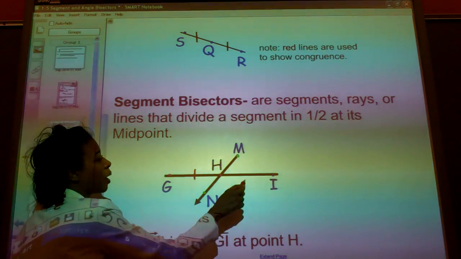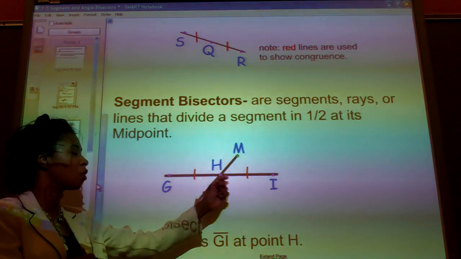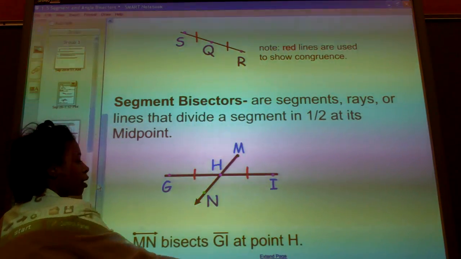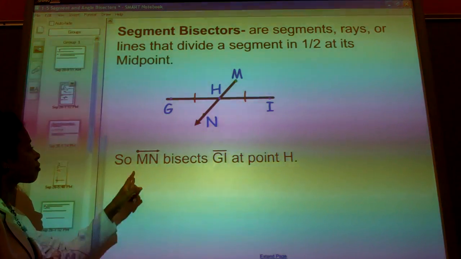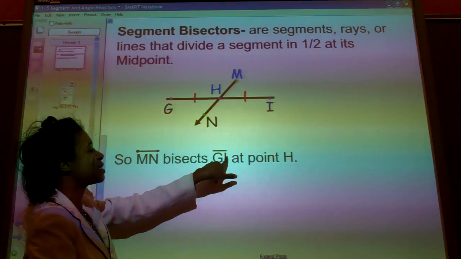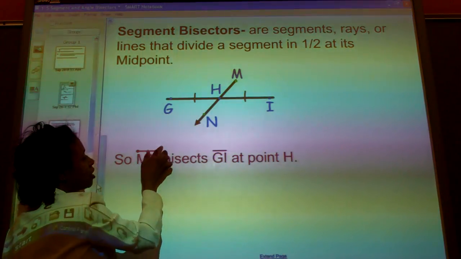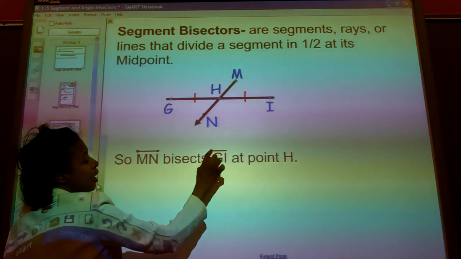And you'll know that if I put a symbol with the two lines such that it looks like this here, or these here. So we have here, ray MN bisects line segment GI at point H. Please remember the symbols, ray and segment.